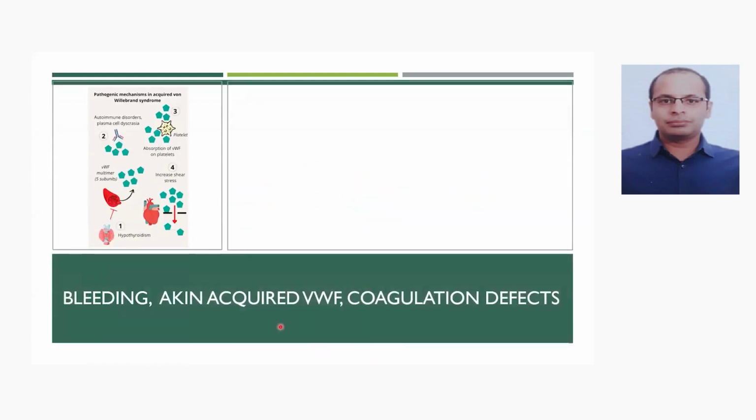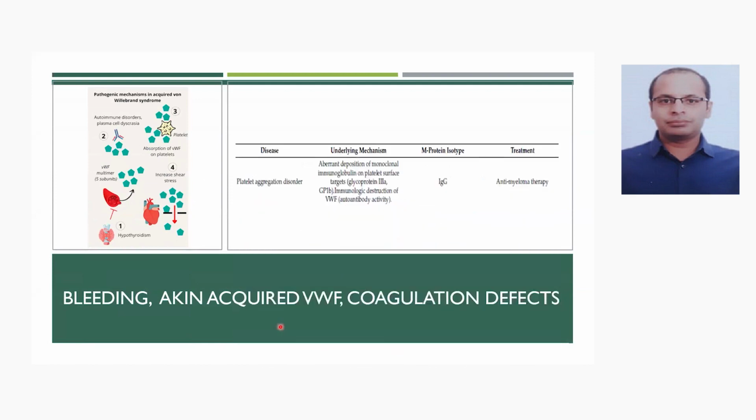The patient can have acquired von Willebrand disease or other coagulation defects, in which antibodies are formed against the von Willebrand factor, or can have aberrant deposition of monoclonal immunoglobulins on the platelet surface targets, especially GP3A or GP1B, and immunological destruction of the VWF. The M-band is IgD type, and these patients benefit from anti-myeloma therapy. So if you have an elderly patient in whom gammopathy is there and bleeding manifestation is there, this is another disorder you have to think of.